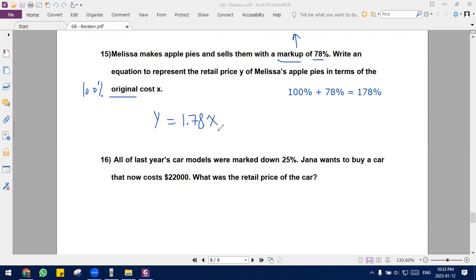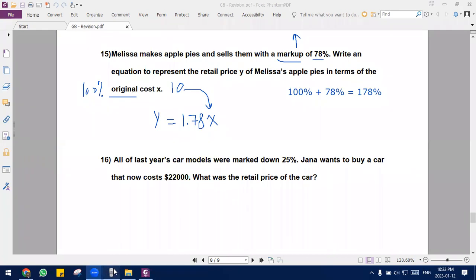Let me show you an example. Let's say that the original price for the pie is $10, okay? This is the original price, X. Let me use it in the equation to check. Will I make it an increase? Because she is marking up, so I should get something more than 10.